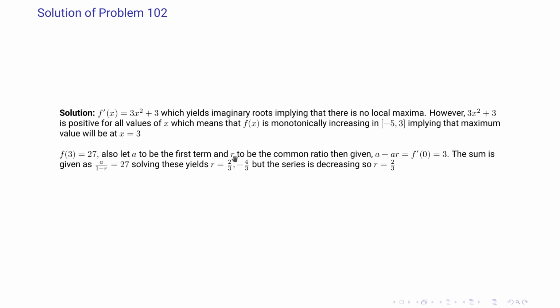Now we let a be the first term and r be the common ratio. Then the difference of first and second term is f dash 0, that is 3. How it becomes 3 is, in f dash x you substitute x is equal to 0, 3x square will become 0 and 3 will remain. This is 3. Now the sum would be a by 1 minus r, which is 27, which is what we have obtained here. Now when you solve this and this, you get r is equal to 2 by 3 and minus 4 by 3. Now the series is decreasing, so r would be 2 by 3.